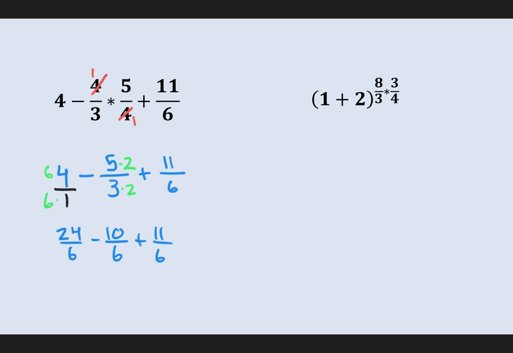We can now do the addition and subtraction across the top in a left-to-right manner. So we'll go 24 minus 10 is 14. 14 plus 11 is 25. And so we end up with 25 over 6 as our final answer. And it's okay. That doesn't simplify. 25 is only divisible by 5. 6 is divisible by 3 and 2. So there is nothing more to simplify.